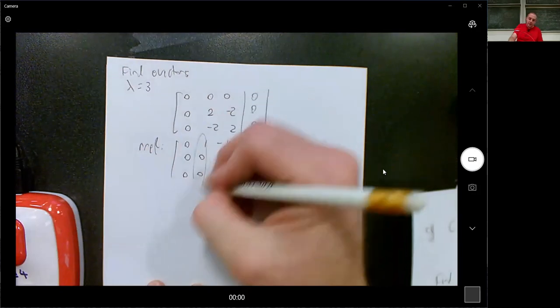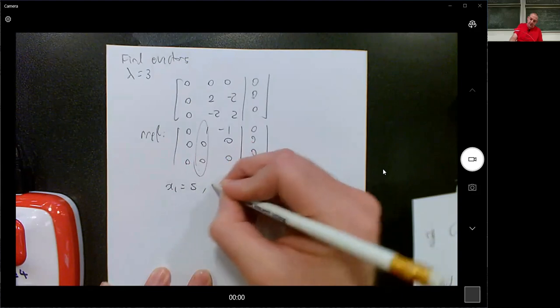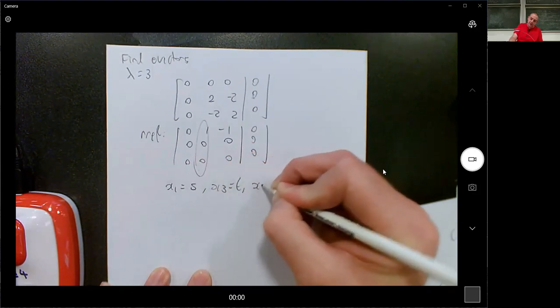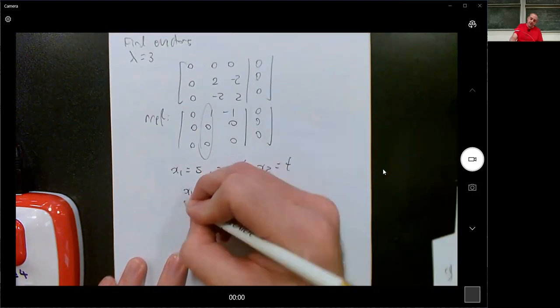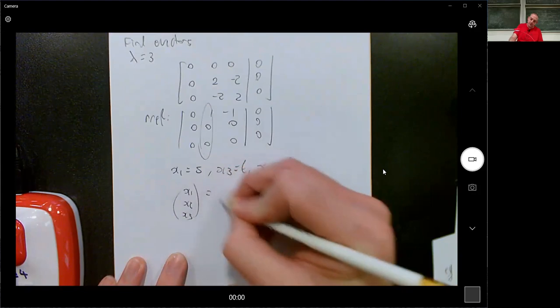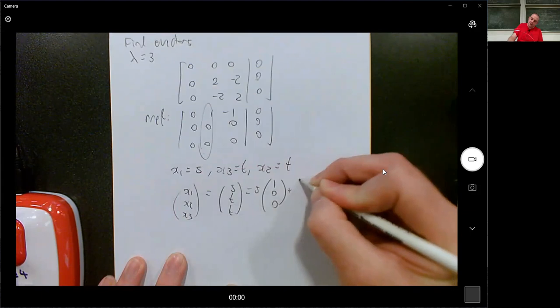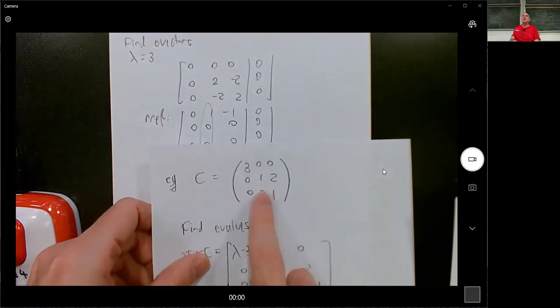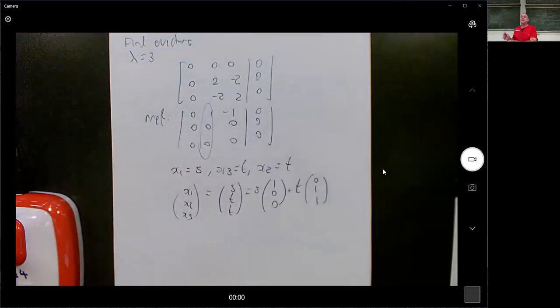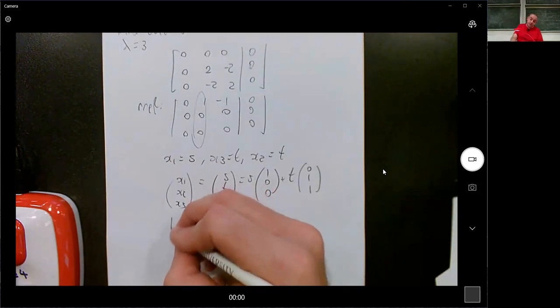Okay, so I've got one pivot there, and the other 2 are free. So x1 is S, and x3 is T, and x2 will also be T, and so I'll get S times (1, 0, 0) plus T times (0, 1, 1). Now you can see how I made my matrix. I made the second 2 columns add up to 3. And so they're my eigenspace.